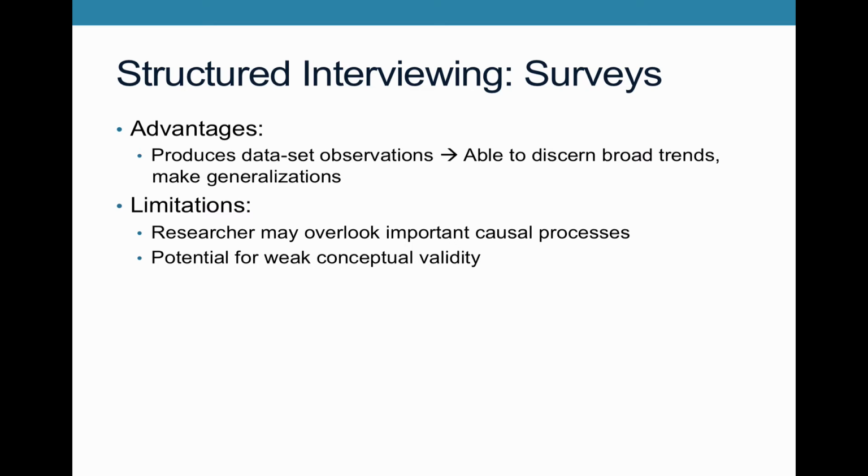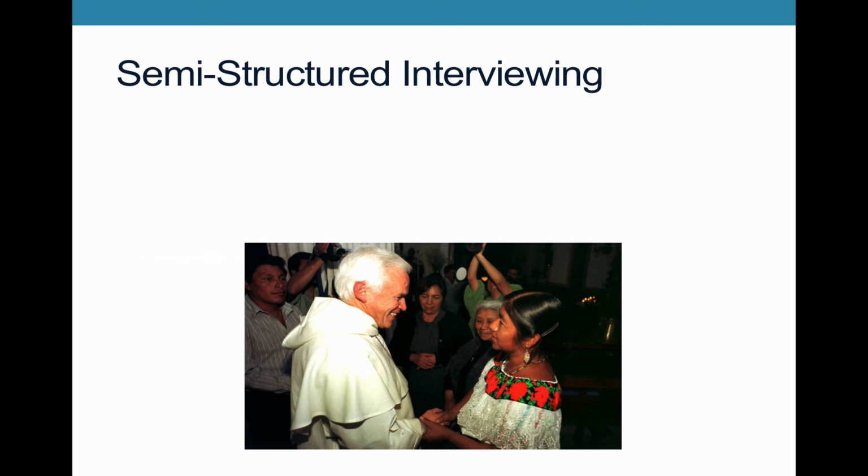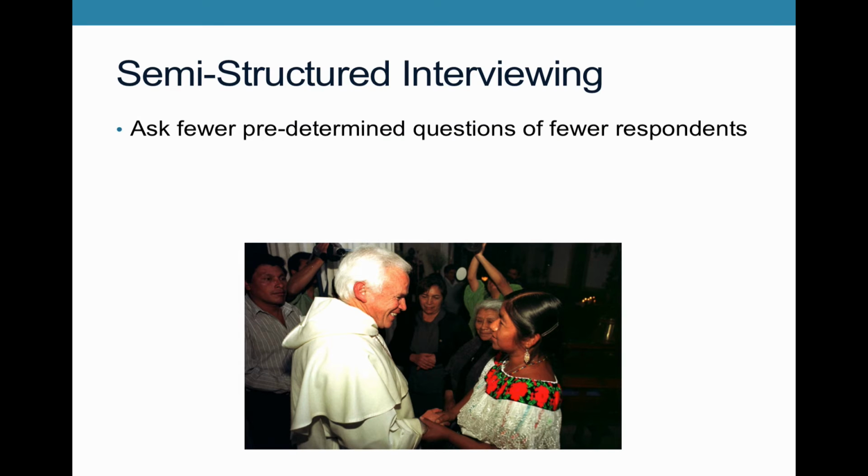So this is the survey model, and we can look at more qualitative forms of data collection. The first type of this would be semi-structured interviewing, and this is the most common form of qualitative interviewing that we do in political science. With semi-structured interviewing, we ask fewer predetermined questions of fewer respondents. So maybe in a survey, you're surveying 2,000 people. With semi-structured interviewing, you're interviewing, say, 100, maybe 200 people.